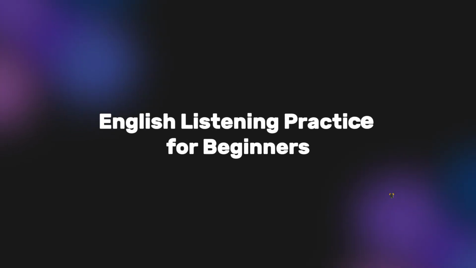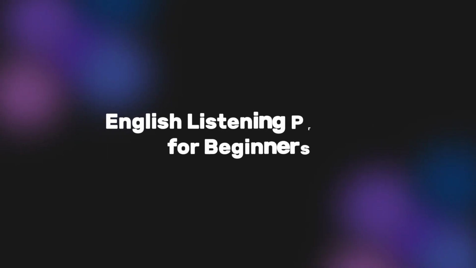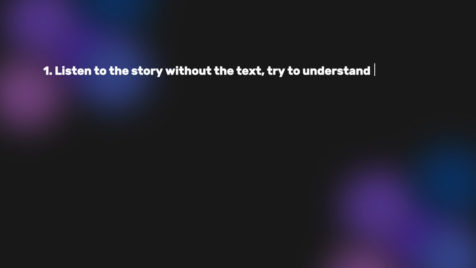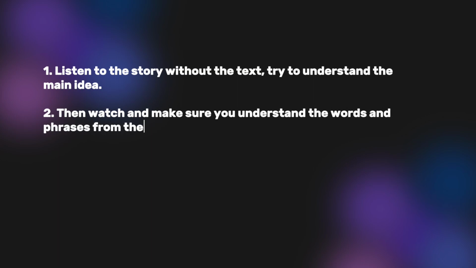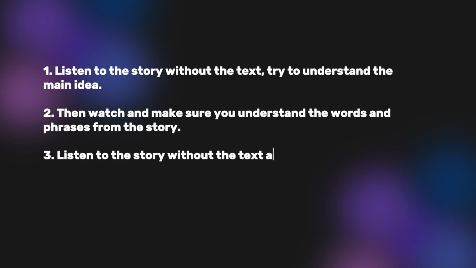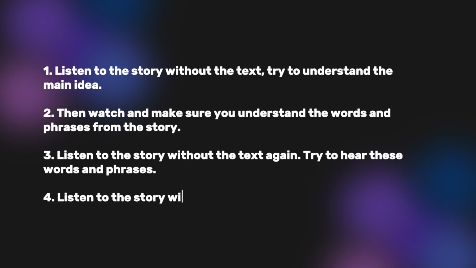English listening practice for beginners. 1. Listen to the story without the text. Try to understand the main idea. 2. Then watch and make sure you understand the words and phrases from the story. 3. Listen to the story without the text again. Try to hear these words and phrases. 4. Listen to the story with the text.